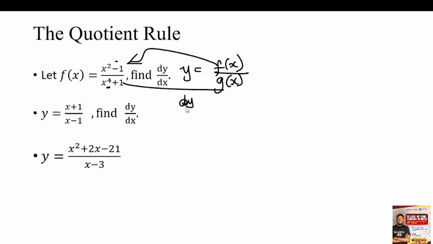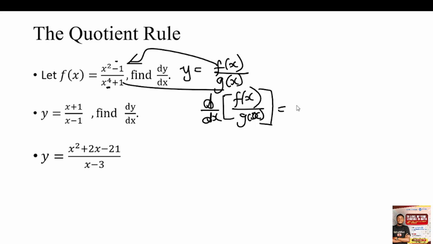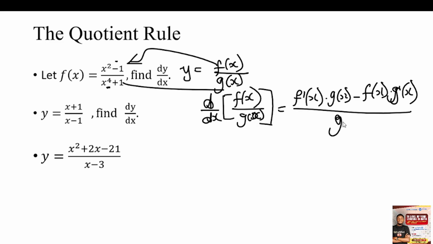Then dy on dx, or d dx of the two functions, which is f of x on g of x, equals, what this rule is saying is that we differentiate the first function, f prime of x, multiplied by the second function, then minus the first function times the derivative of the second function, all divided by the square of the second function. So this is the quotient rule.